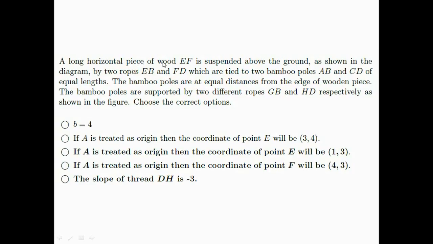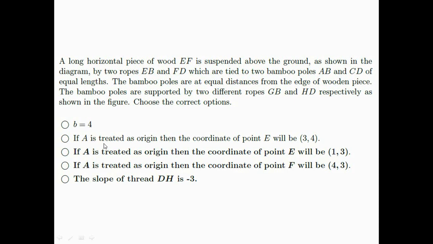Hello, the question is, a long horizontal piece of wood EF is suspended above the ground. We will come to the diagram later, by two ropes EB and FD, which are tied to two bamboo poles AB and CD of equal length. The bamboo poles are at equal distance from the edge of the wooden piece. The bamboo poles are supported by two different ropes, GB and HD. Then you have to choose from the options given.